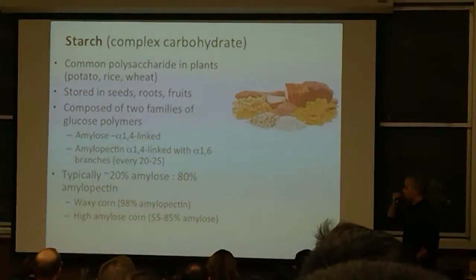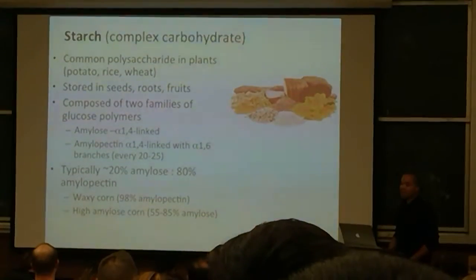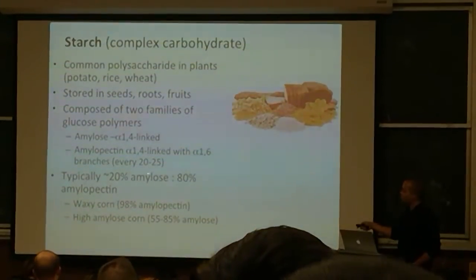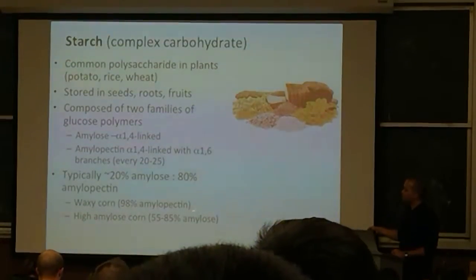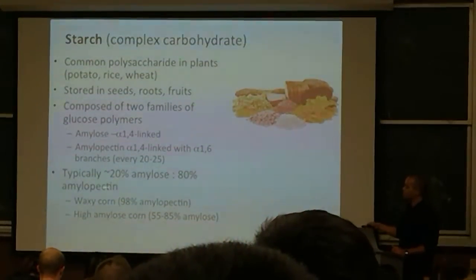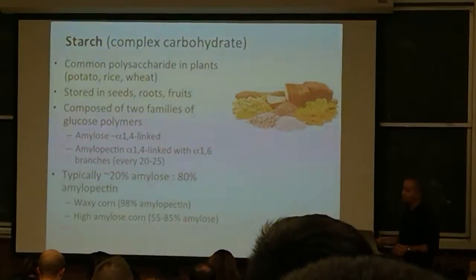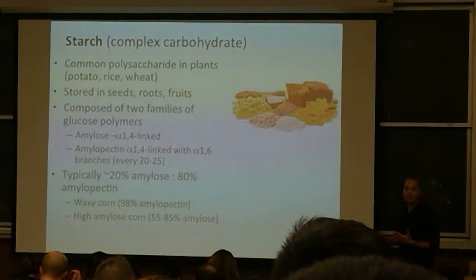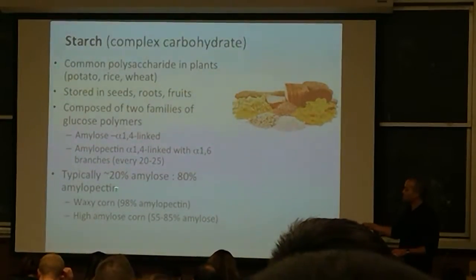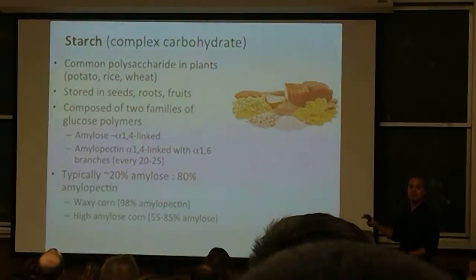And so typically, you'll find this type of percentage of amylose and amylopectin in a plant: about 20% amylose, the linear form, and about 80% of this branched form. But there are some exceptions. For example, waxy corn has a lot of amylopectin, and high amylose corn has higher amounts of amylose. But overall, this is generally a pretty good rule, that around 80% is present as amylopectin.